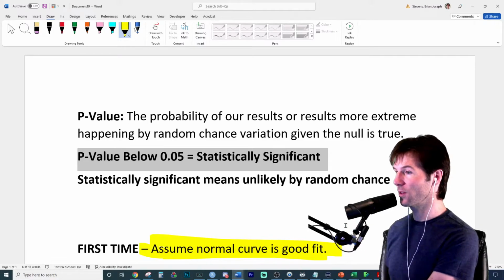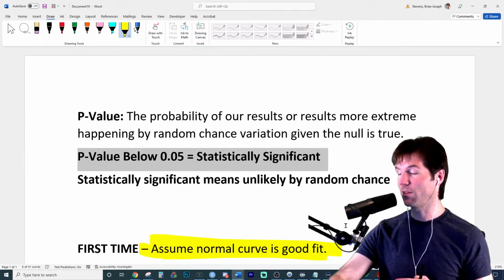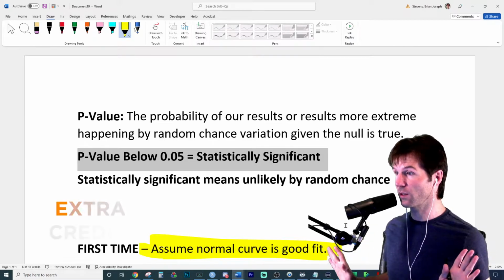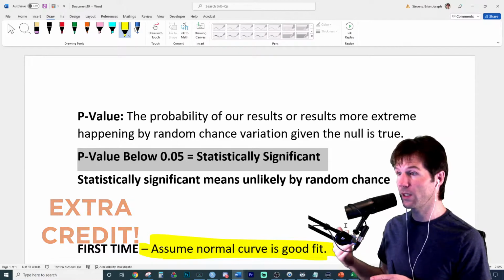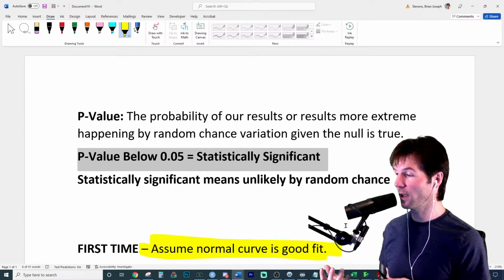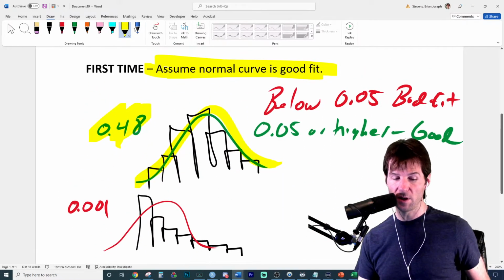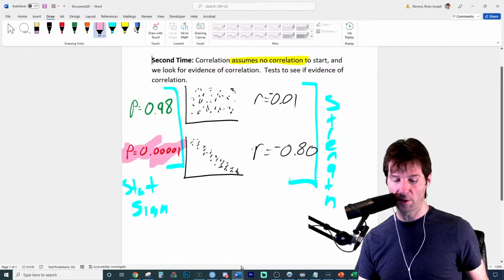If your results are this, you can look at a p-value to tell. Not if it's normal. Statistical significance, exactly. P-values just look at statistical significance because they're used in many, many different tests. So we can see if something is statistically significant, meaning it's unlikely by random chance. And we can do that here for correlation, and we can do that here for other things.